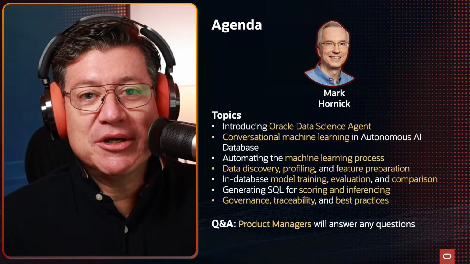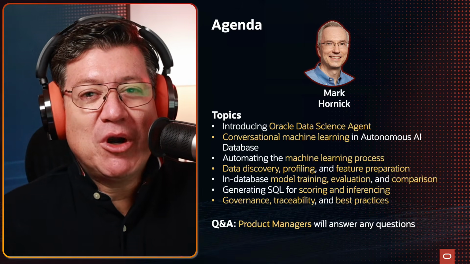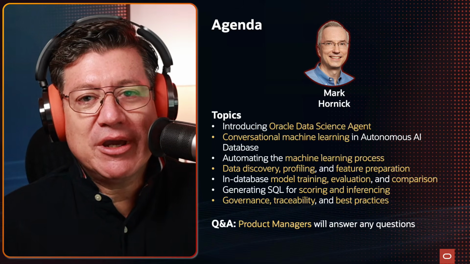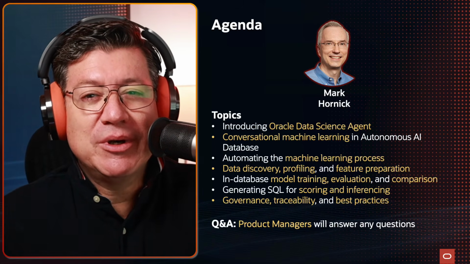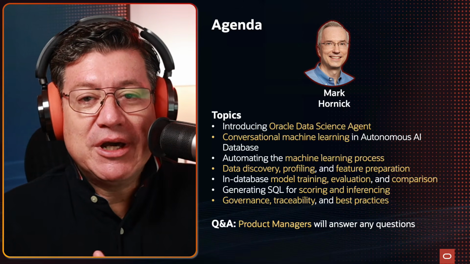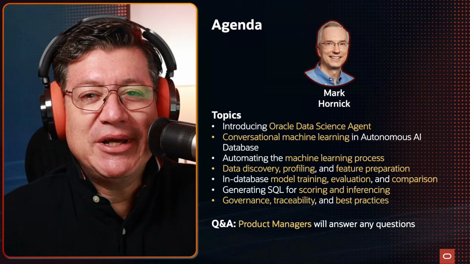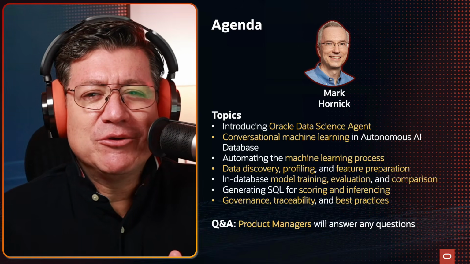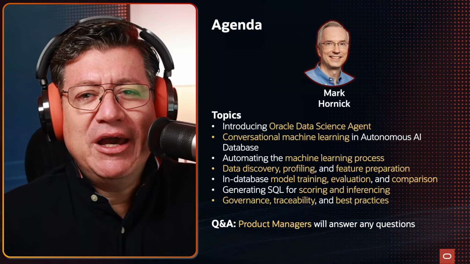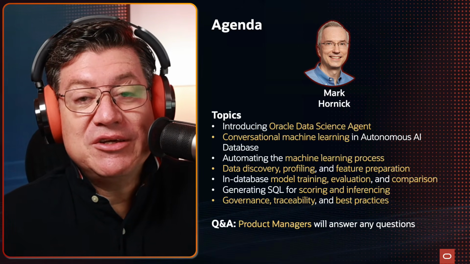We're introducing a new product. It's the Oracle Data Science Agent. Mark Hornick is joining us today, and he's going to be talking about the product, introducing us to it, and talking about how conversational machine learning works with the Autonomous AI Database, how to automate the machine learning processes, and also doing data discovery, profiling, and feature preparation, all of that with the Data Science Agent.